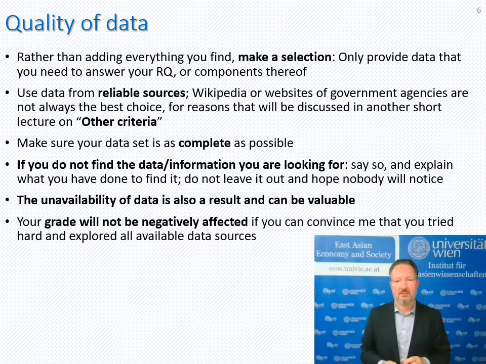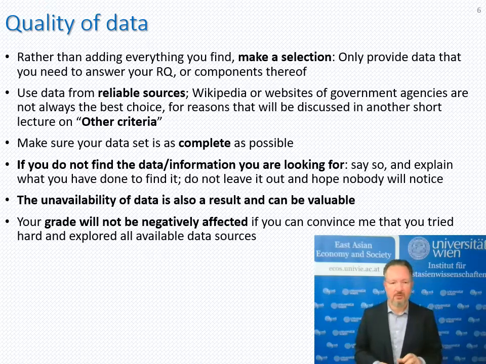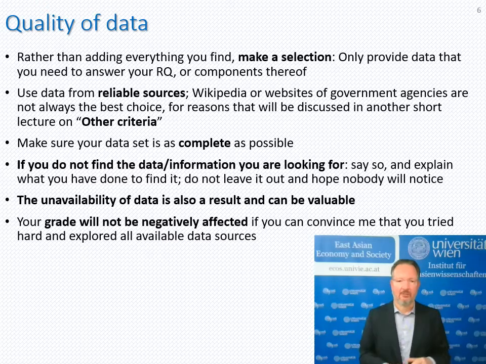I discussed this in a bit more depth in another short lecture on other criteria, so I just mention this here very briefly, but I think it should be relatively evident what I'm trying to tell you. You should also make sure that your data set is as complete as possible. I would also include this in data. If you promised to find data on something and I have the impression that something crucial is missing, and that's obvious, in that case, I would also deduct points for quality.